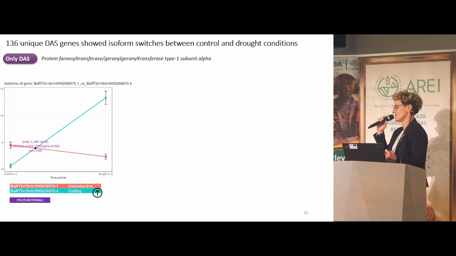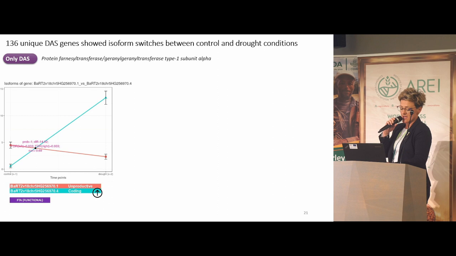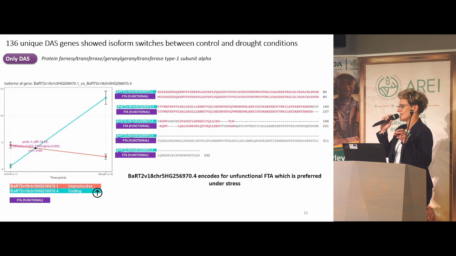But then we aligned that isoform with the one which is encoding the functional FTA. And we noticed that this preferred isoform is coding sequence, but it lacks the functional domain of FTAs. So it's not really working under stress, which is good for the plant.